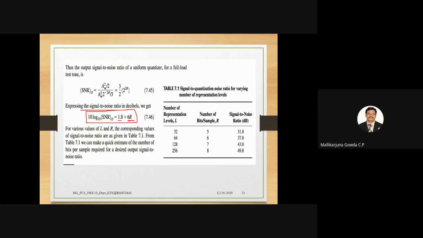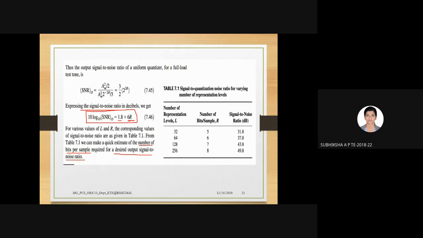As I said, R is the number of bits per sample required to represent the desired output SNR. R is the number of bits used to represent the levels or sample values. Each bit which we use for representing the quantization level contributes an amount of 6 dB to the SNR. That is what is known as the 6 dB rule. Hope understood this point, why it is called the 6 dB rule.